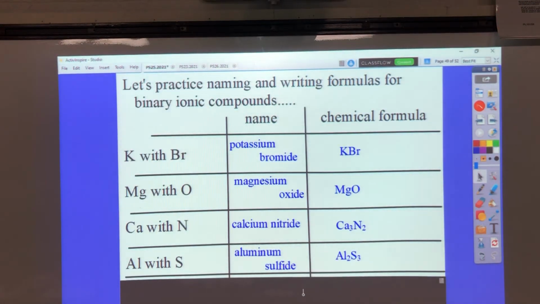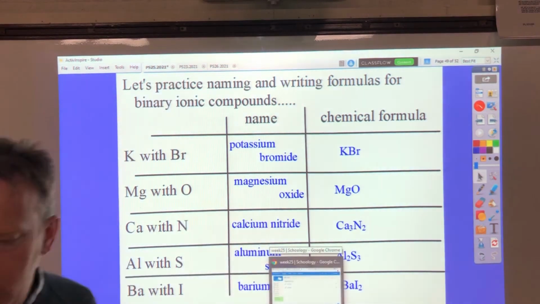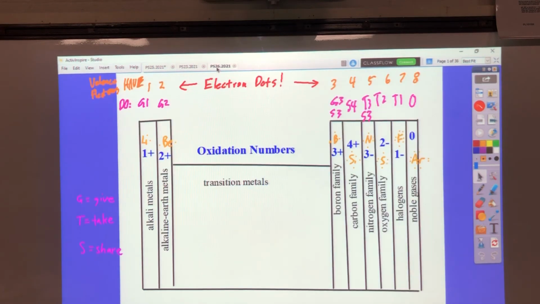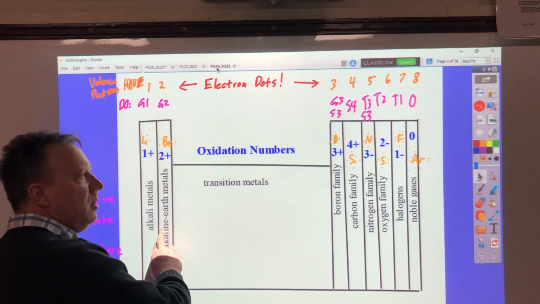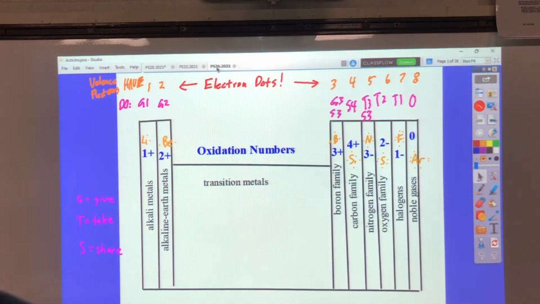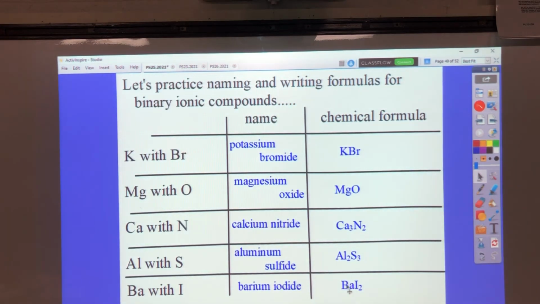And what about Ba with I? Barium gives 2, iodine takes 1. Sorry, Ba gives 2, right here. Iodine takes 1, not a match. I need another iodine, and the chemical formula is BaI2, and the name is barium iodide.